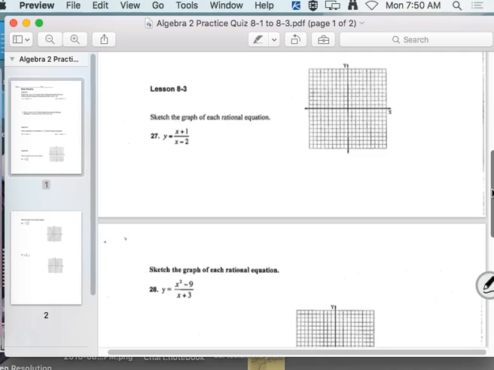Well, start with the bottom. Is it going to cancel? Is it a hole or is it an asymptote? It's an asymptote. It's not going to cancel, so that's a vertical asymptote at x equals 2. We don't have any holes because nothing's going to cancel here.